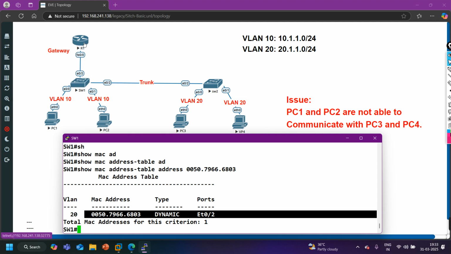When the router receives traffic with tag value 20, which interface is going to process it? F0/0.20. And the same switch 1 should learn the MAC address of F0/0.20 of router 1 on the 0/3 interface, which is the gateway of VLAN 20.